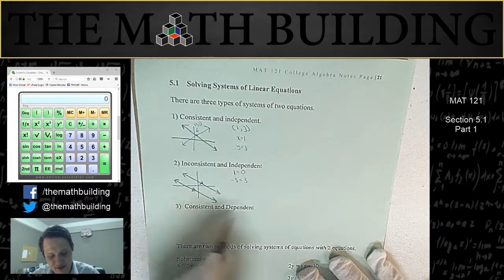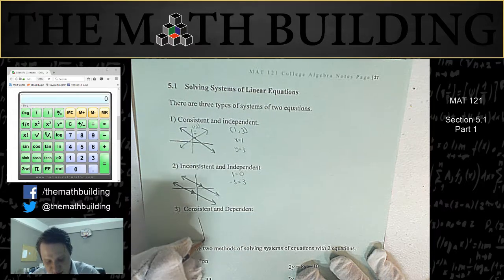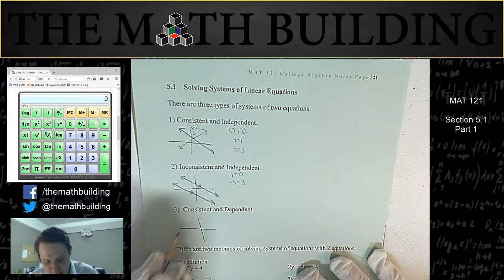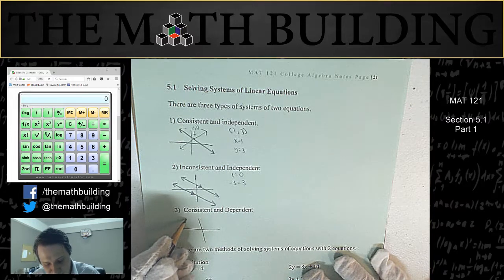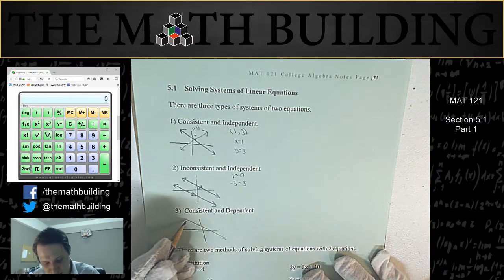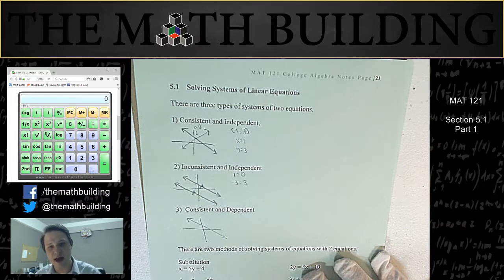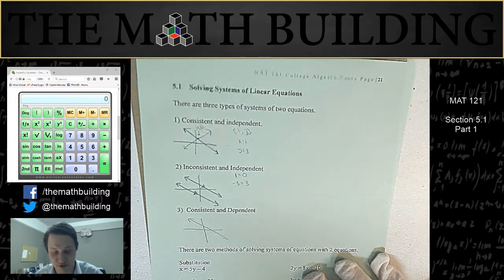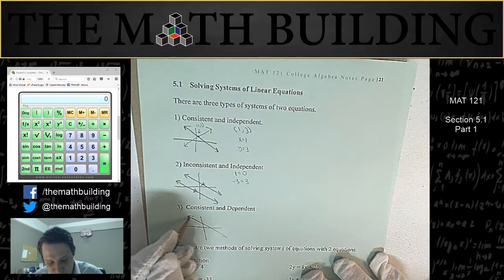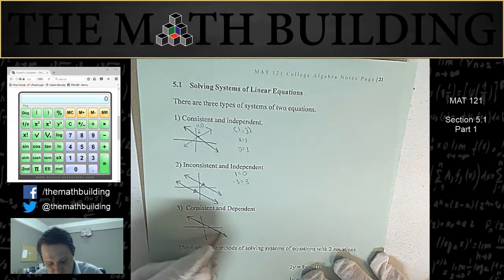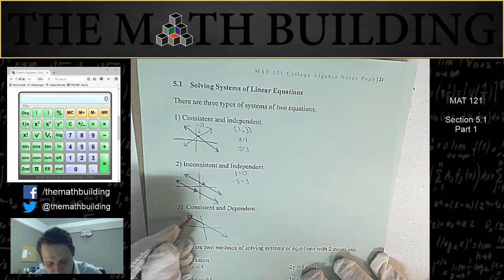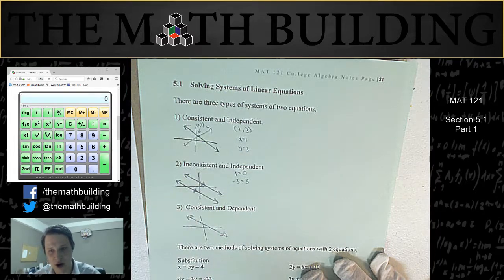Finally, there's consistent and dependent. So let's take a look at what these mean. In this kind of situation, we have one line, and we find that the other line is just a scalar multiple of the first line. In other words, one equation will just reduce into the other one. And so essentially what you have are two lines that are on top of each other.